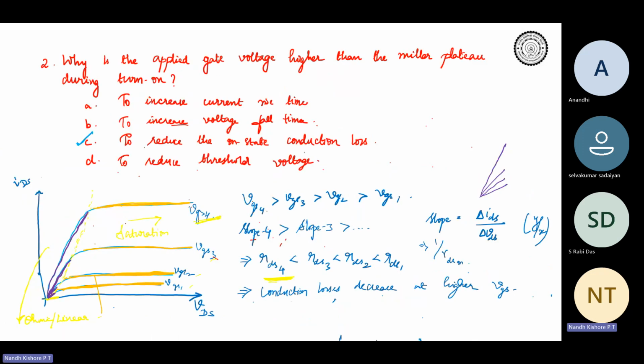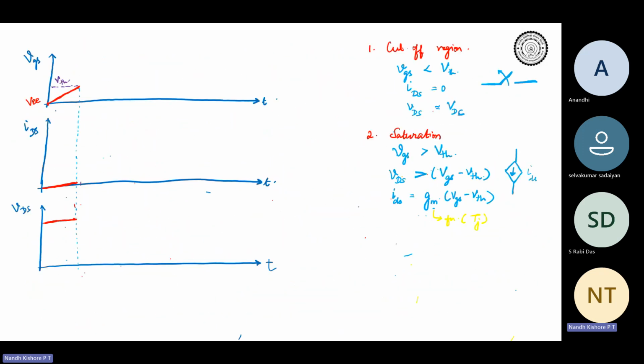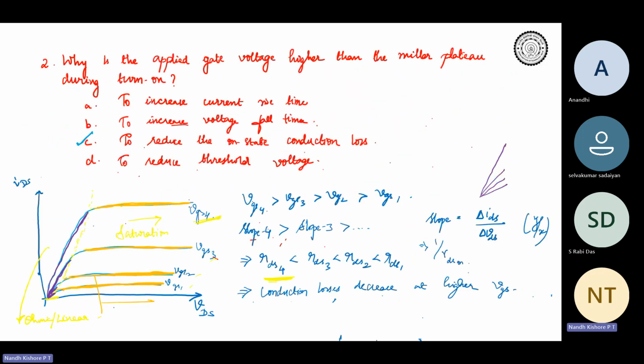You can understand that the condition we told was VDS should be much higher than VGS minus V threshold. That is this particular condition. It is happening for higher values of VDS. Okay, fine. Did you understand what is saturation region?